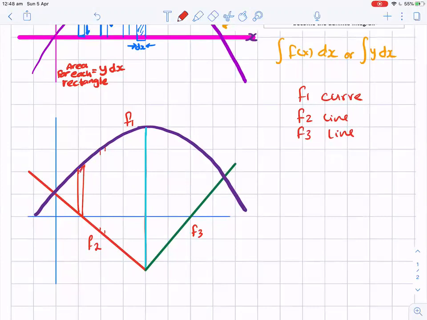Yeah, so this is one of the strips, and the height of it basically is y, and the width is dx. And if we take another strip, basically I'm just explaining to you here what the idea of it is.